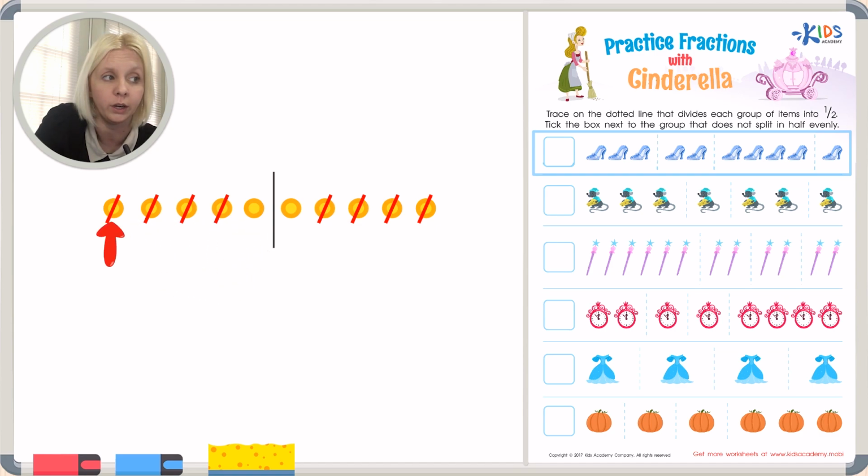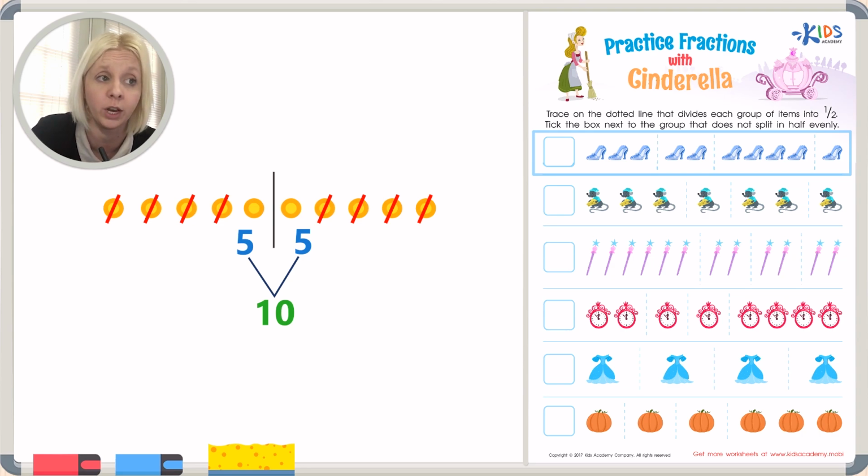So we've got 1, 2, 3, 4, 5. So that should be 5 on the other side if we divided it up evenly. Let's check. 1, 2, 3, 4, 5. That's even, that's equal, or that's the same number. It divided up evenly. And that 5 plus 5 equals 10. 5 is half of 10, okay?